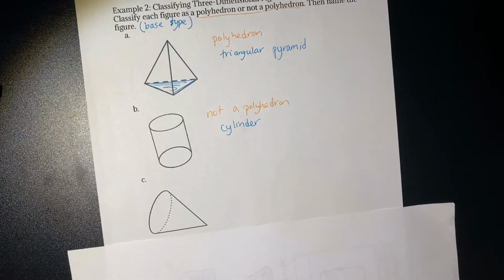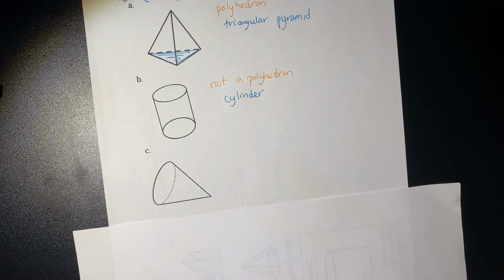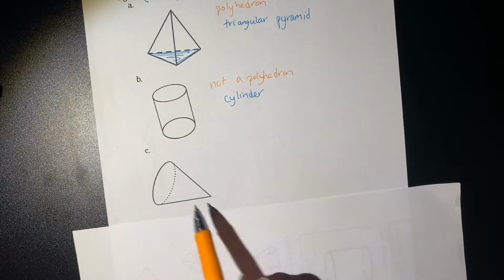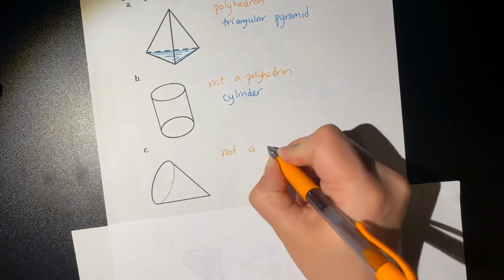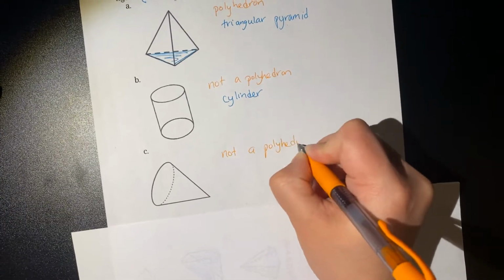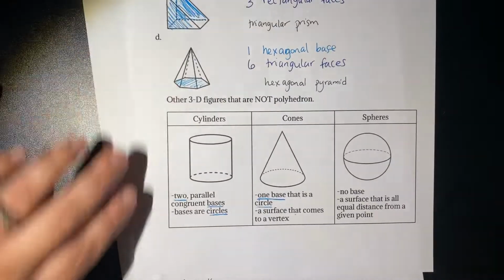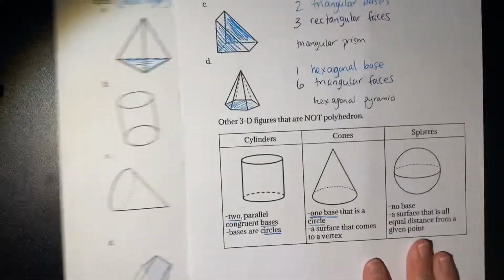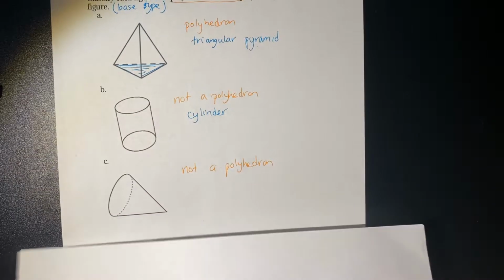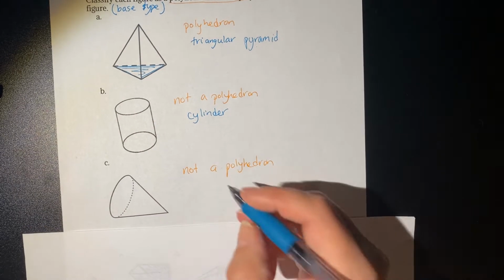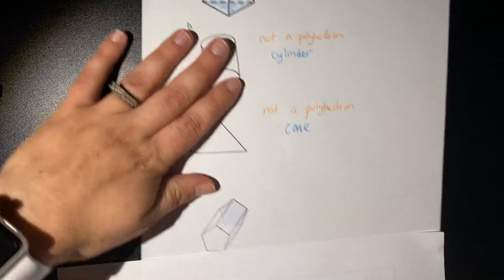Okay, all right, let's look at the next one. Polyhedron or not, are all of the sides polygons? No, because this is a circle, that means we have a rounded side. So not a polyhedron. So we'd look at our not polyhedron shapes. The one that looks like this one is a cone. So I'm going to write cone.